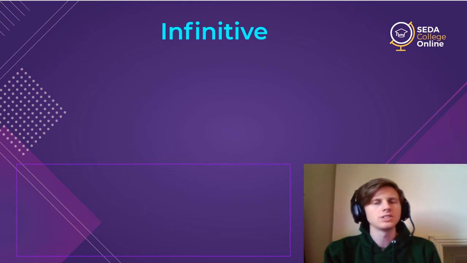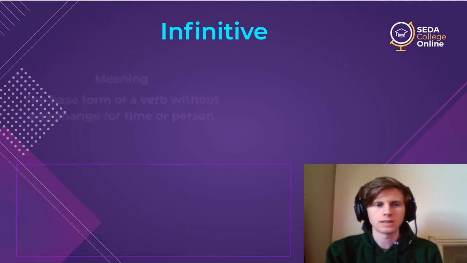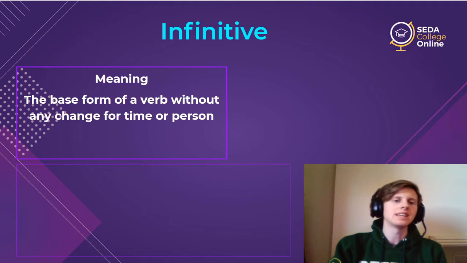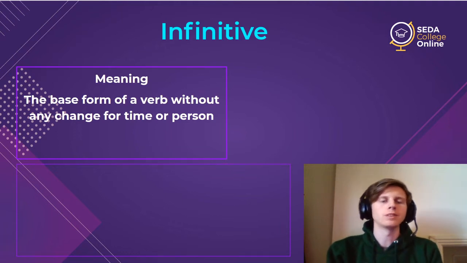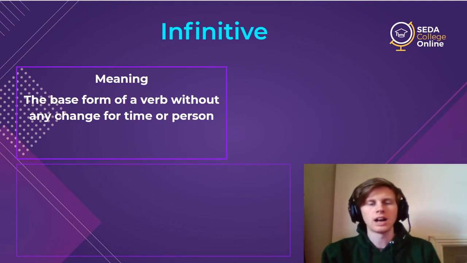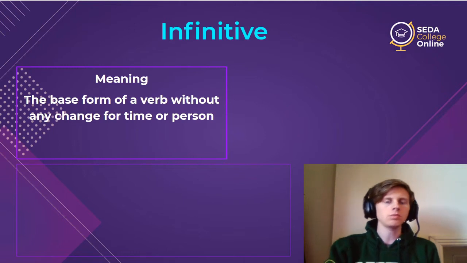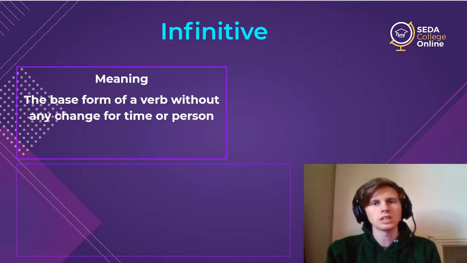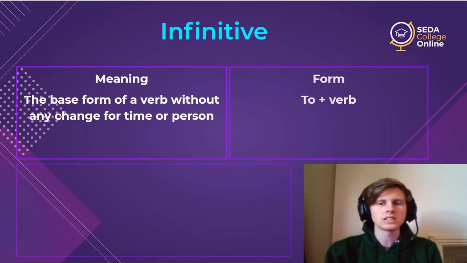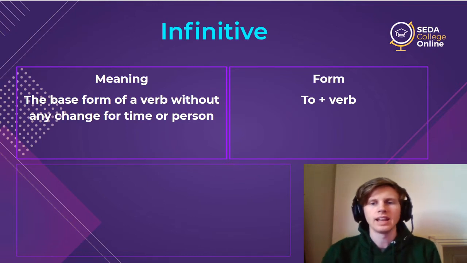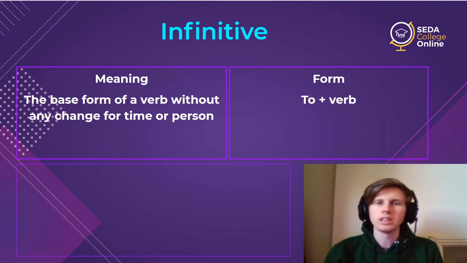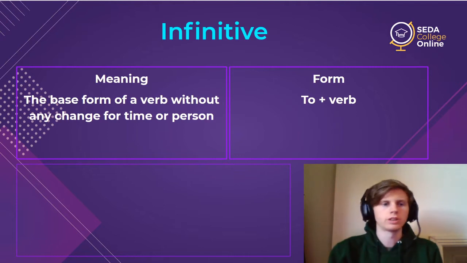All right. So let's look at infinitives more specifically. An infinitive is the base form of a verb without any change. So there's no change for time, no present, no past, no future. And we're not really changing for person. So there's no I, he, she, or we, they. We don't change for any of that. And so the form is very simple. It's just to and the verb in that base form. That's really all an infinitive is, just to and the verb.